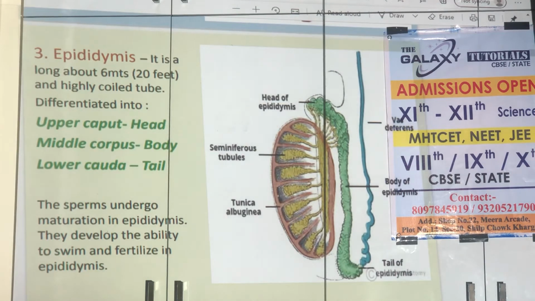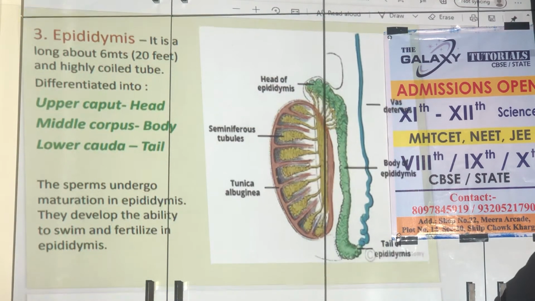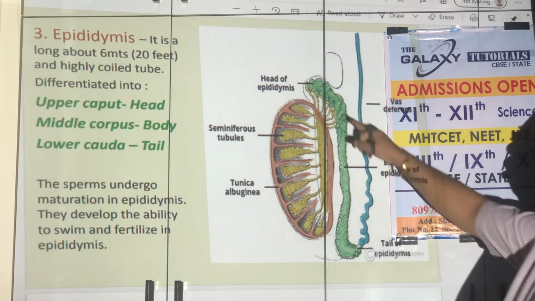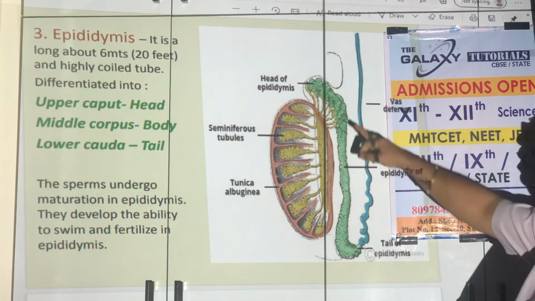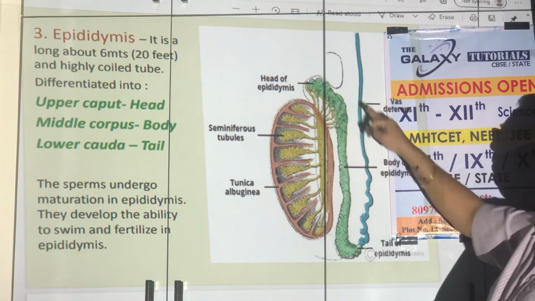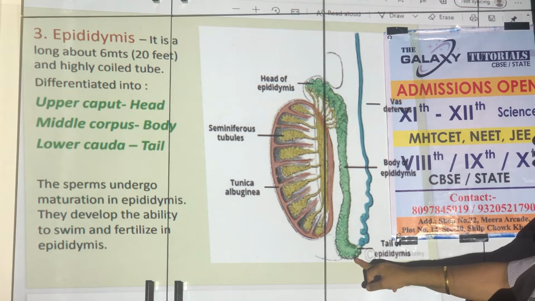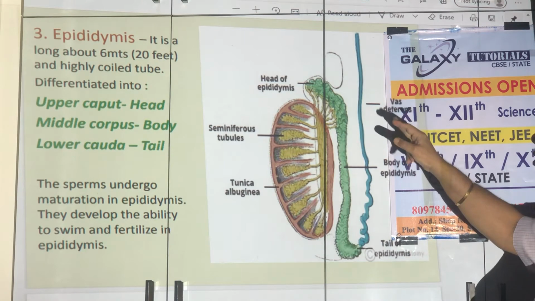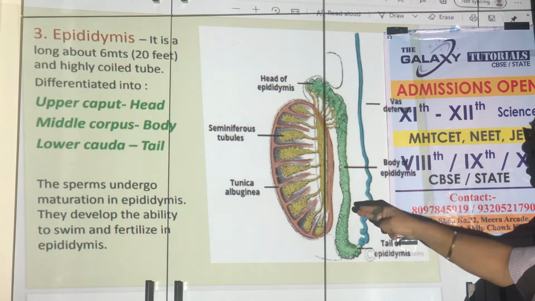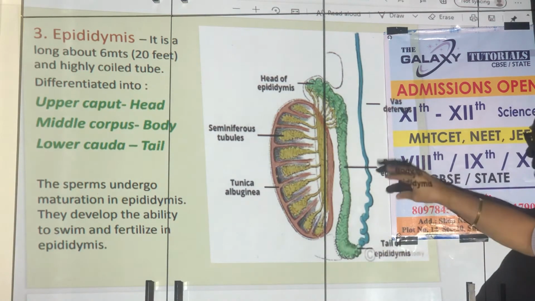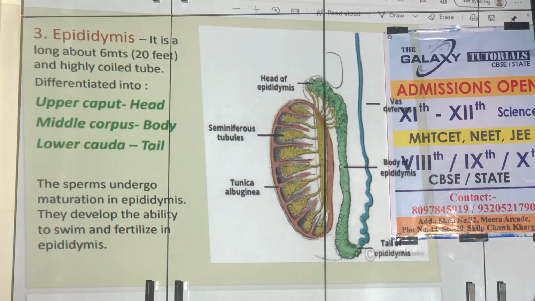Then, again in detail, what is epididymis? Epididymis is a short-book question and you have to write it for 1 mark also. First, it is long, 6 meters, and coiled. Upper is the head, middle is the corpus or body, lower is the cauda or tail. 3 parts are seen. Sperms get matured here. See, they are formed, they go in, they mature. And when they are here, they are ready and they swim out.